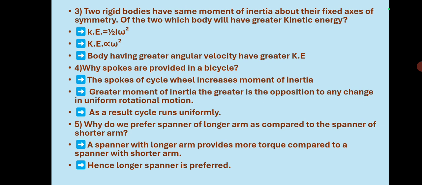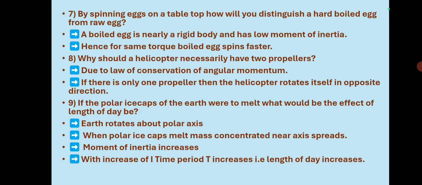of the cycle. Now, why do we prefer a spanner of longer arm as compared to a spanner of shorter arm? Actually, longer arm spanners have more torque. When torque is more, we can easily rotate the spanner compared to the short arm spanners.